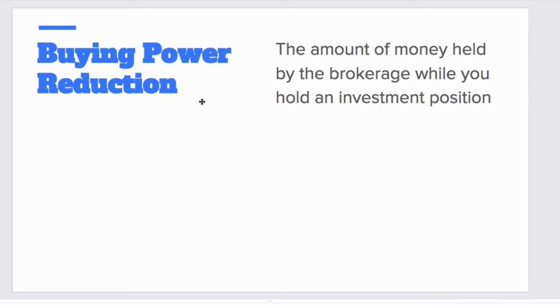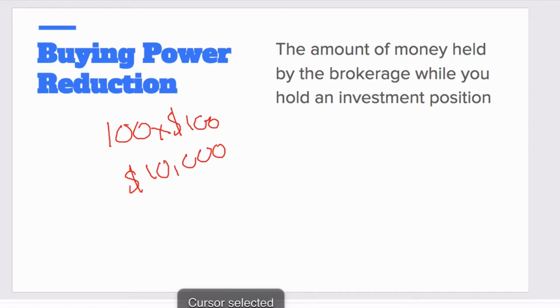Okay, buying power reduction. Now, again, this will come into play a lot more. But if we think about that 100 shares of $100 stock, it's $10,000. The buying power reduction is how much money the brokerage essentially holds up in your account when you do that particular investment. Now, at first glance, it might seem pretty obvious what that is. You say, well, I bought 100 shares of $100 stock. The brokerage is going to take $10,000 out of my account. Duh, what else would it be? Well, that's not necessarily the case.